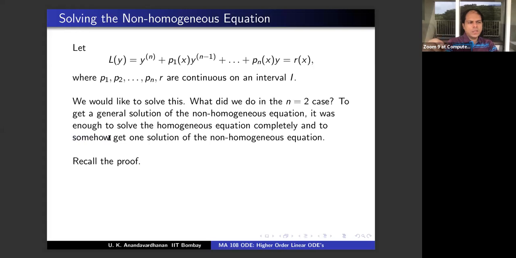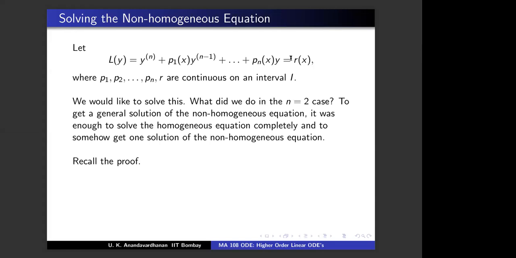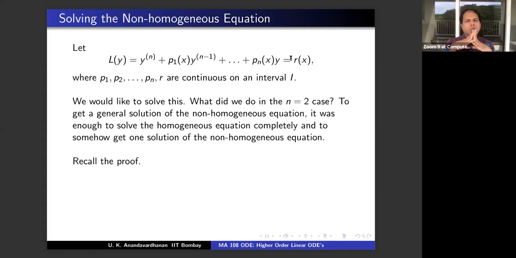If you have one solution, suppose you have this non-homogeneous equation with n equal to 2, and you have got one solution, let us say f is one particular solution. And suppose you have solved the homogeneous equation and you got y1 and y2. So any solution will be c1 y1 plus c2 y2 plus f. So how do you prove that? I'm asking you to recall the proof.